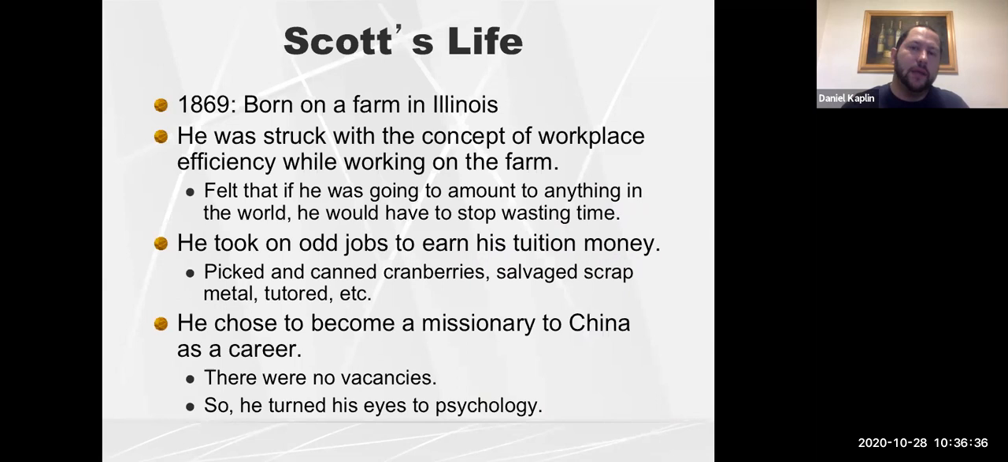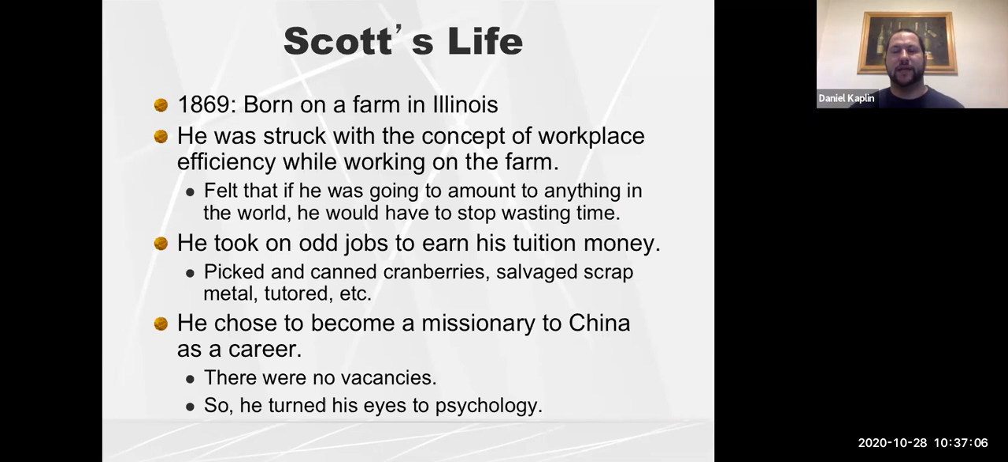he observed working on the farm and how people just wasted time. So he was kind of like, well, are there ways to make working on the farm a little bit more efficient? Because he felt that if anyone, including himself, was going to amount to anything, he had to stop wasting time. So very struck from a young age on how to become more efficient.